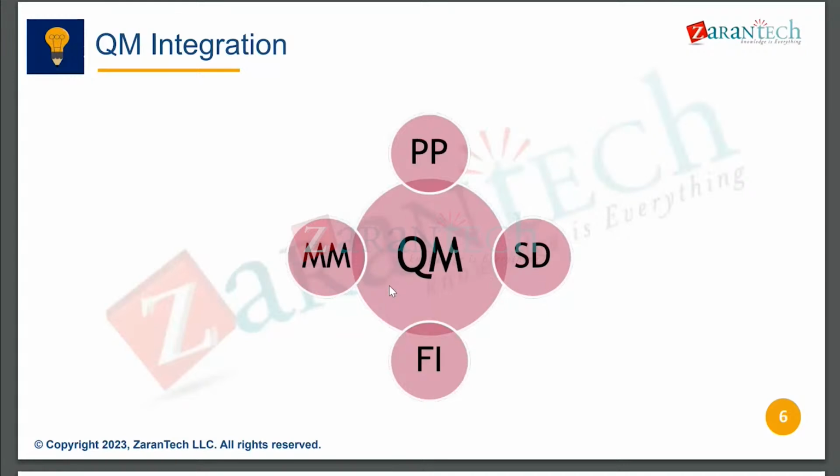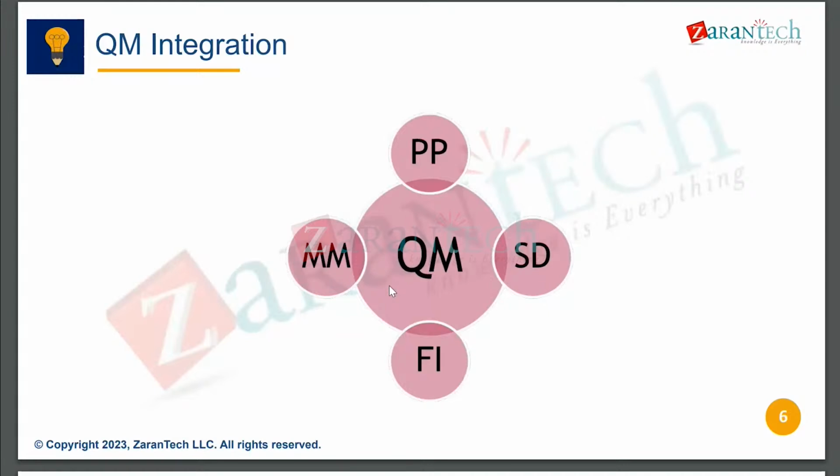So if you want to know the quality management, you need to have a background of what is happening in materials management or purchasing, what is happening in production, what is the background in SD, and what is happening in FI. At least you need to have a basic knowledge, because QM is not an independent module, it is interlinked with other modules.